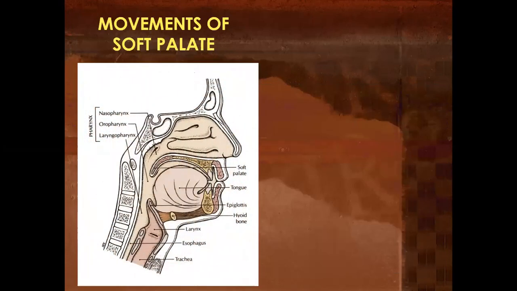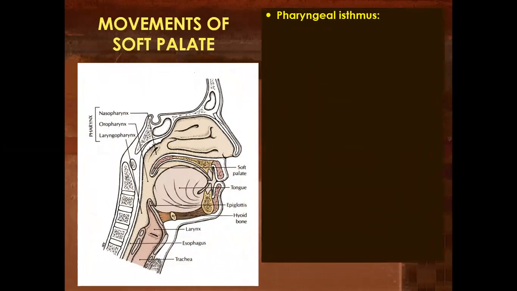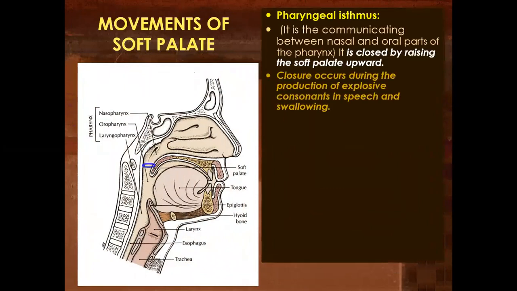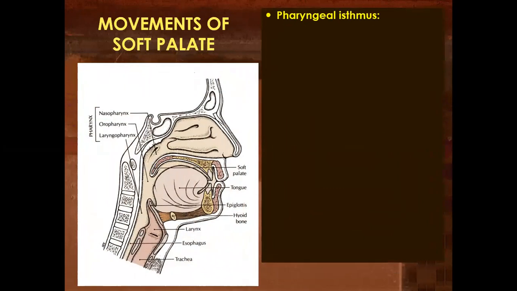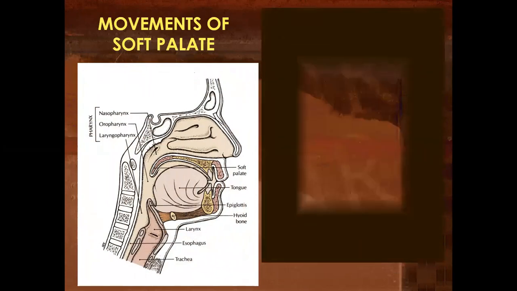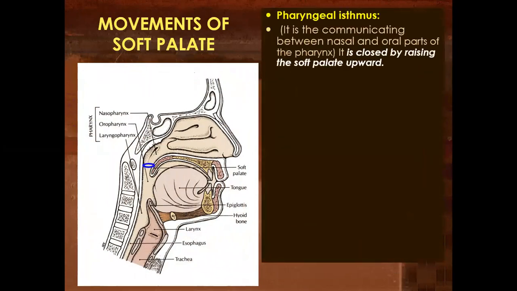Coming to the movements. Whenever the patient says ah, it moves backwards, as I said before. So this is how it moves. Later I will show you the movements. Coming to the pharyngeal plexus, which supplies the soft palate.